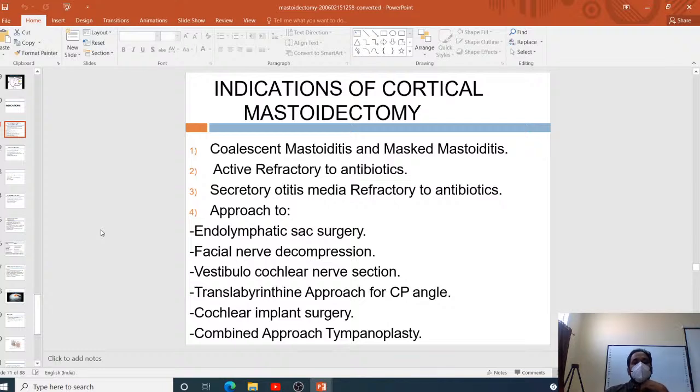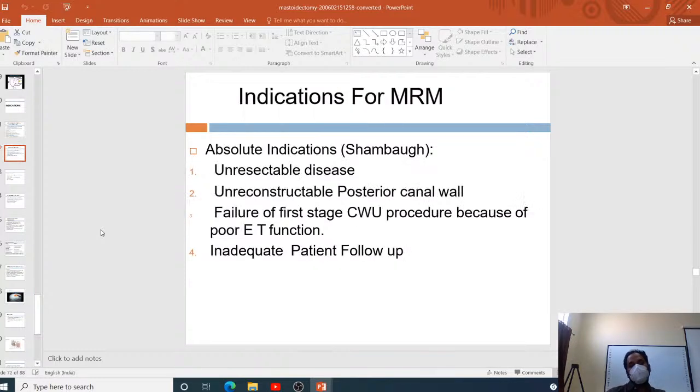And for other surgeries, we need to do cortical mastoidectomy prior to doing those surgeries. Those surgeries involve endolymphatic sac surgeries, facial nerve decompression surgeries, vestibulocochlear nerve section surgeries, translabyrinthine approach for CP angle tumors, cerebellopontine angle tumors, cochlear implant surgery, and combined approach tympanoplasty surgeries.